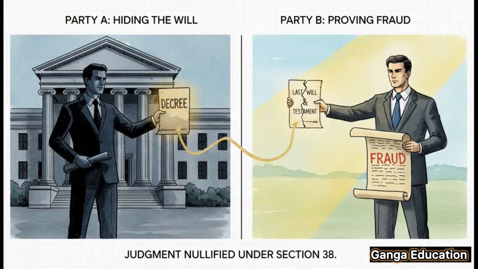All right, let's imagine a scenario. Party A files a case and gets a court decree for a piece of property. But here's the catch. A knew all along that there was a will which gave that same property to party B, and he deliberately hid this will from the court. So what happens when B finds out? Well, B can go to court and use Section 38 to challenge A's decree on the ground of fraud.